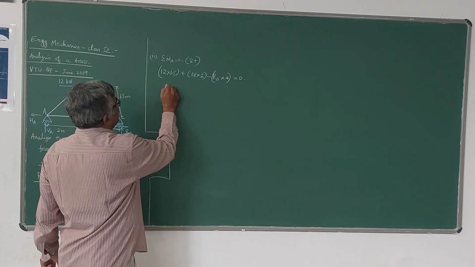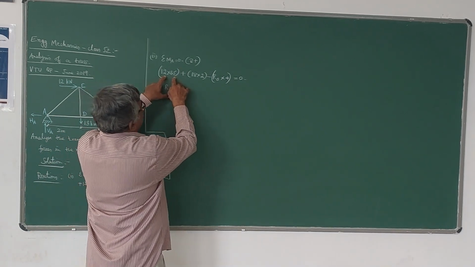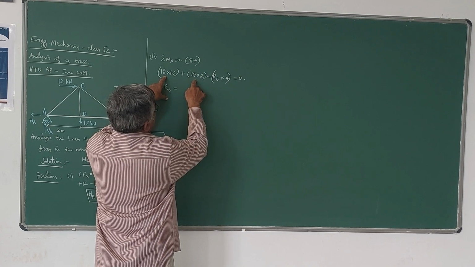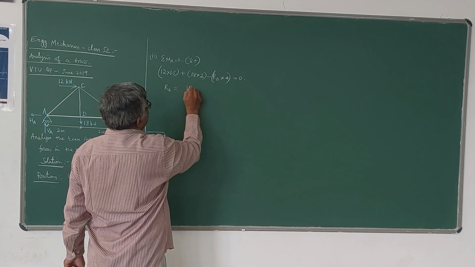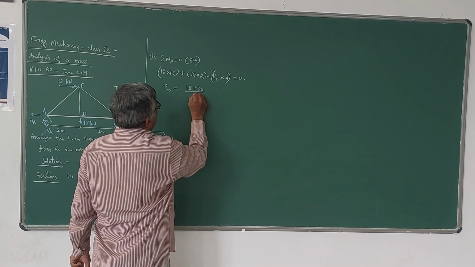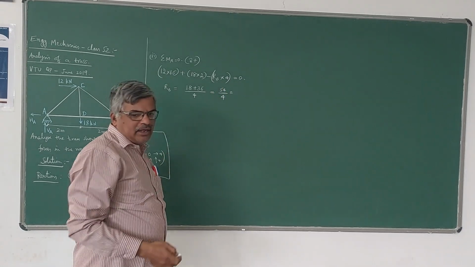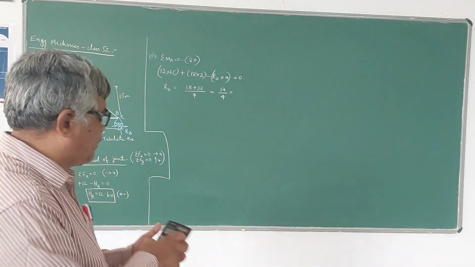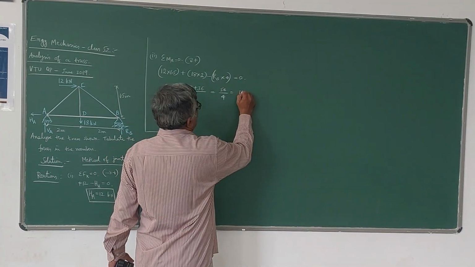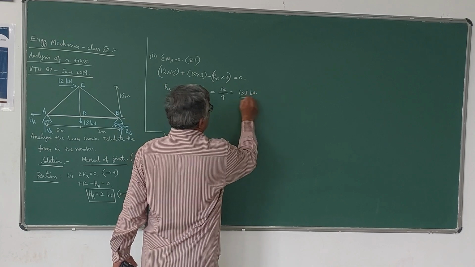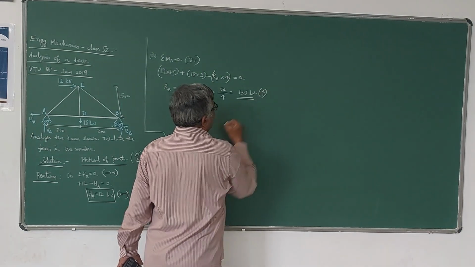Now from this you can get the value of RB. 12 into 1.5 is 18, 18 plus 36. If you bring that to this side, RB becomes positive. So RB is (18 plus 36) divided by 4, which is 54 by 4, which is 13.5 kN. Since the given forces are in kilonewtons, reactions will be in kilonewtons. RB is positive, therefore the assumed direction of RB is correct.